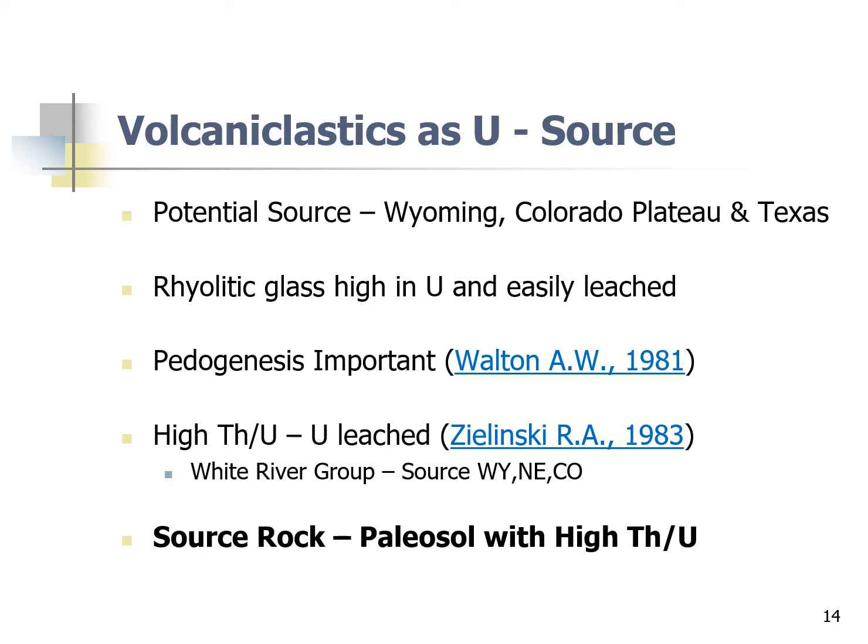are indicative that uranium has been leached out of the volcanic clastic source rocks. In conclusion, it looks like source rocks in volcanic clastics can be identified. Most likely, they're paleosols with high thorium-uranium ratios.